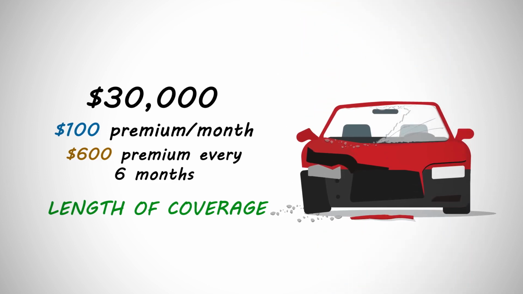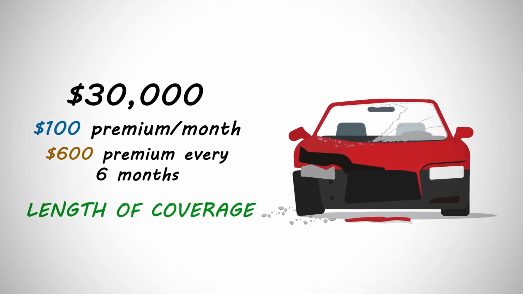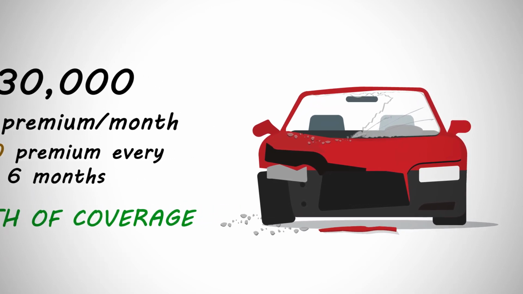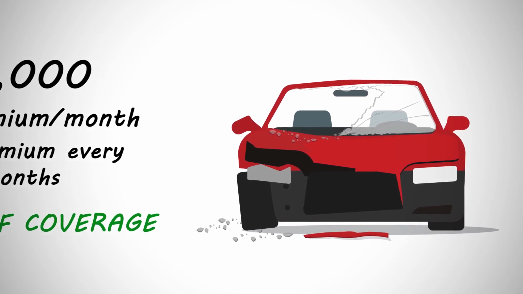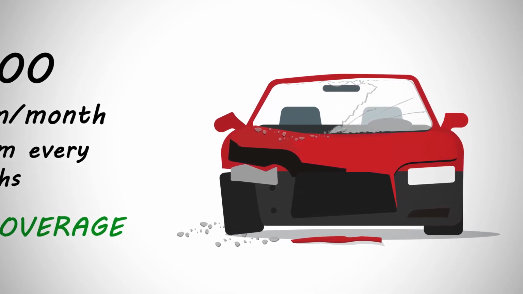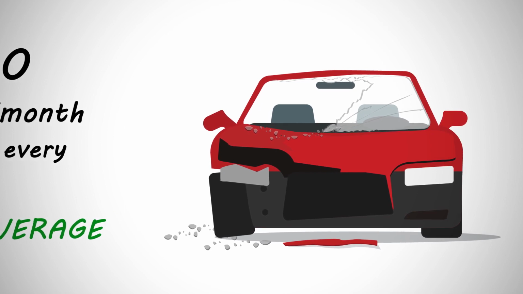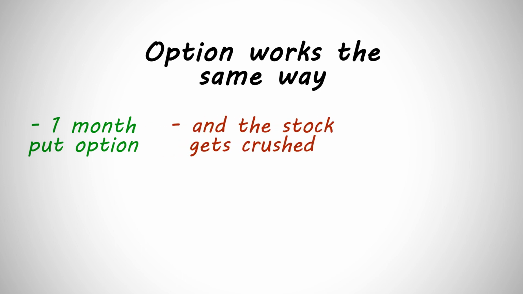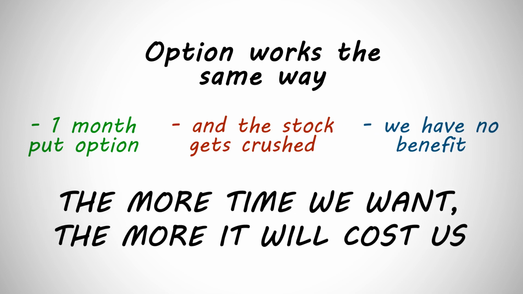In our car insurance example, if we only buy 1 month of car insurance, forget to pay our bill, and then have an accident the day after our insurance lapses, it's too bad, so sad. Our insurance company will not cover our car, and we will have to eat the full cost of the damages. Well, guess what? Options work the same way. If we own a 1 month put option, and the day after our put expires, the CEO of the company dies and the stock gets crushed, we're not covered, and we get no benefit. So, the more time we want, the more it will cost us.